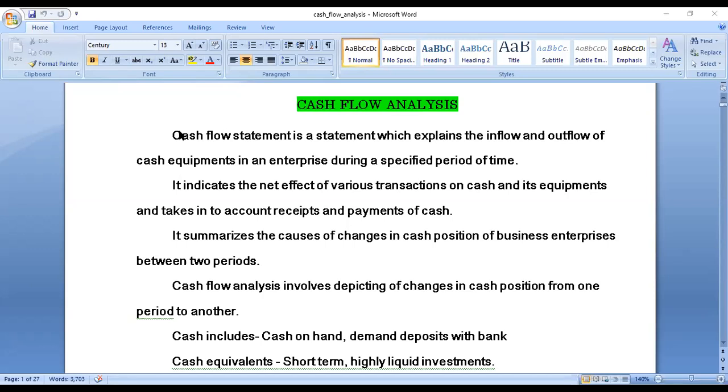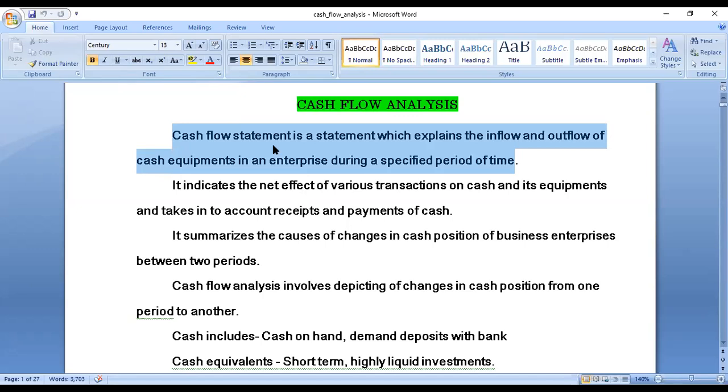Once again, my dears, a cash flow statement is a statement which explains the inflow and outflow of cash equivalents in an enterprise during a specific period of time. So that is cash flow statement. It is a statement prepared to record cash inflow and cash outflow of the organization for a given period or for a particular period, that is called cash flow statement.